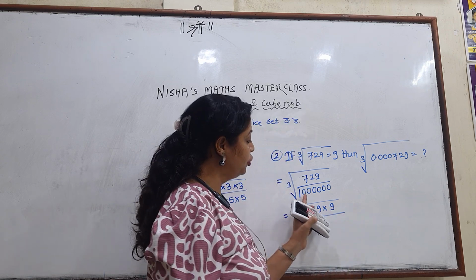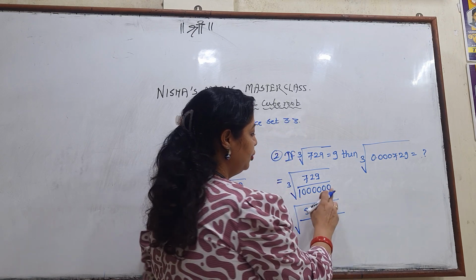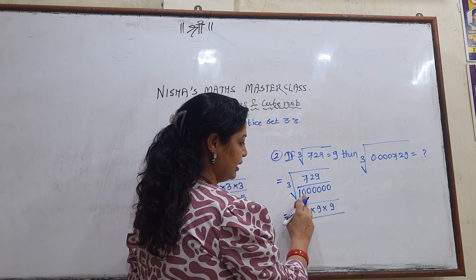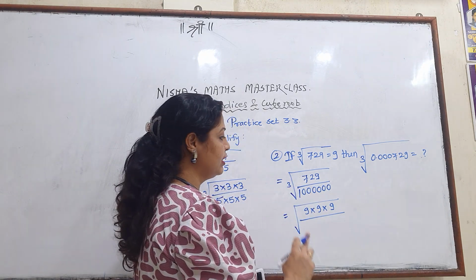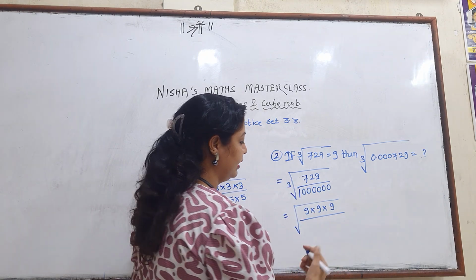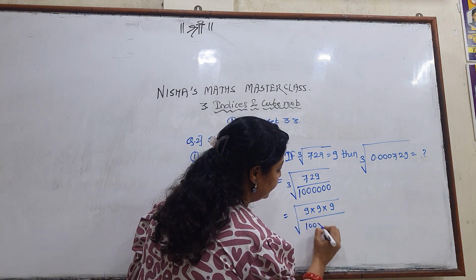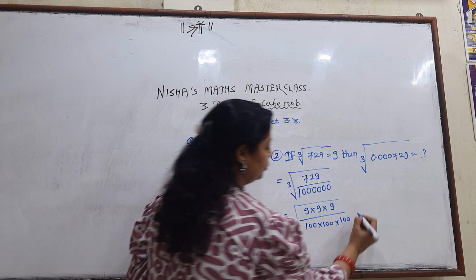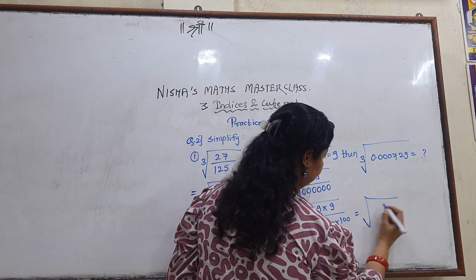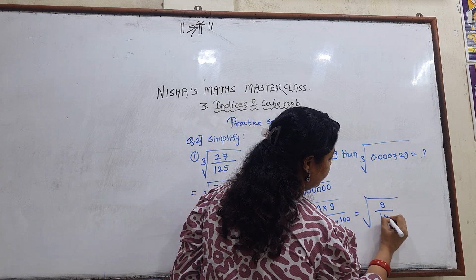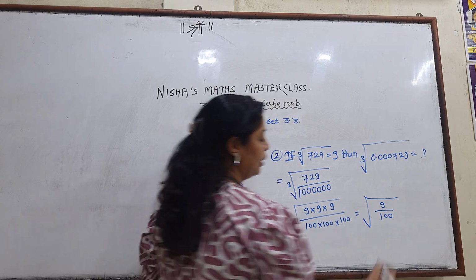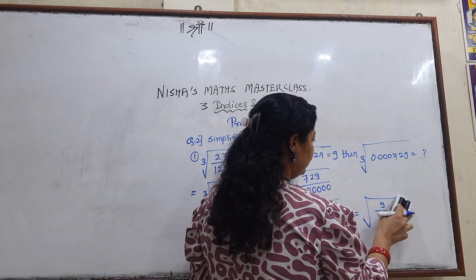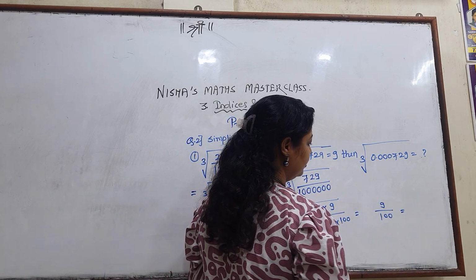Now what is the cube root of 1 lakh? You need tens, 100, 1000, 10,000, lakh, 10 lakh. What is the cube root of 10 lakh? So we know that 100 is the cube root of 10 lakh. So we have to write it as 9 upon 100. Now write it, no need to write down this root sign.